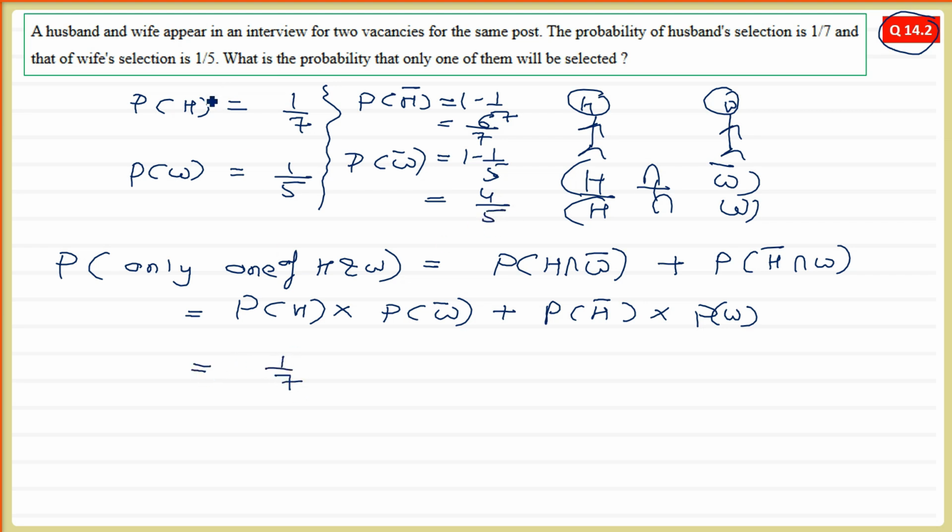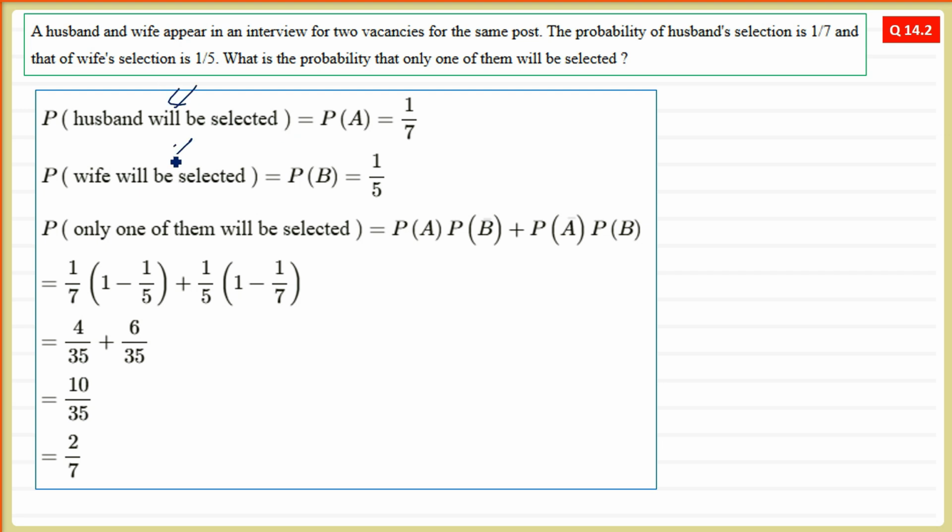PH is 1 by 7. PW is 1 by 5. PW bar is 4 by 5. And PH bar is 6 by 7. So what do you get out of it? It's basically 10 divided by 35, so 2 by 7. You have to write it again, and this is how the probability that only one of them will be selected is computed in this scenario.